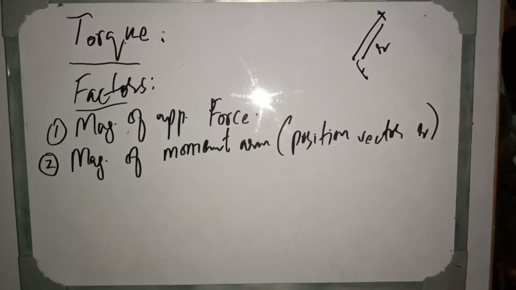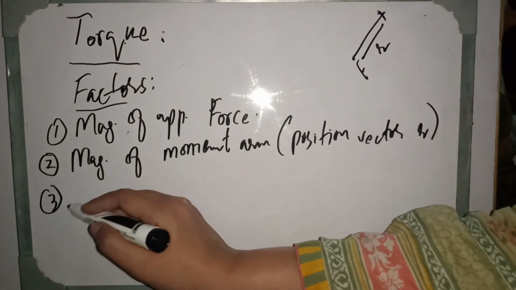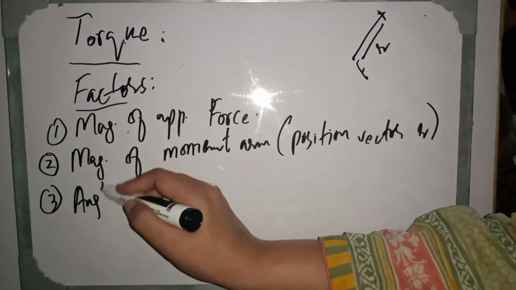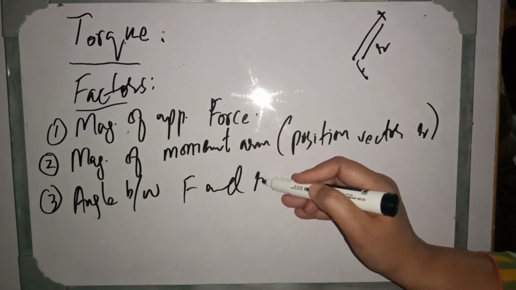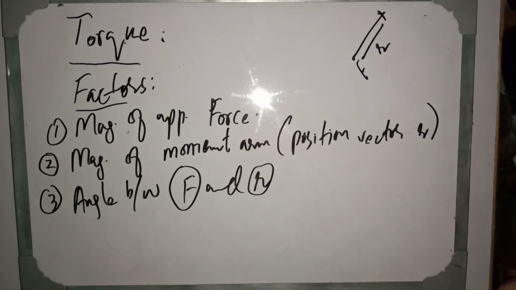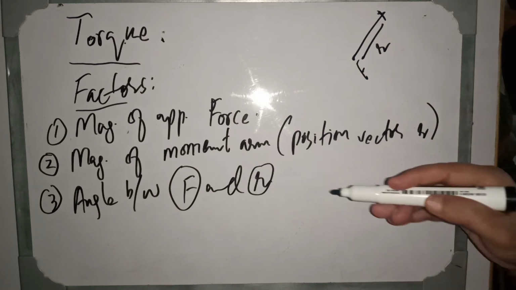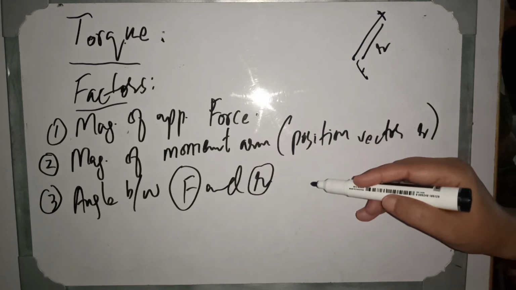The third factor on which torque depends is the angle between applied force and position vector, theta. The third factor is the angle between F and R. If the angle between R and F is 90 degrees, meaning force is applied at right angle to R, then torque will be maximum. If force is applied parallel to R, torque will be 0.